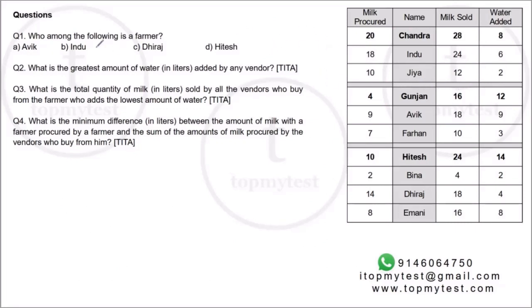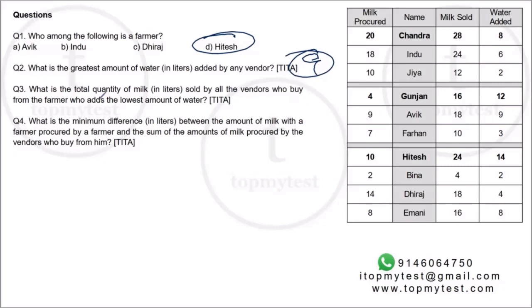All right, let's see. Who among the following is a farmer? We have already answered this. Hitesh is a farmer. Question number 2. What is the greatest amount of water in liters added by any vendor? Any vendor, not these bold ones. The highest is 9.